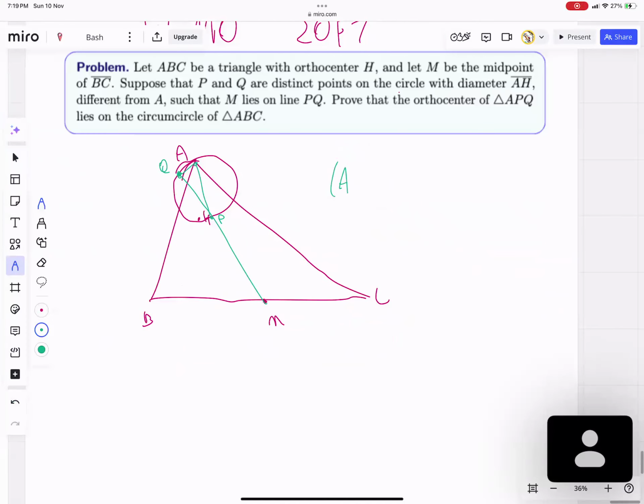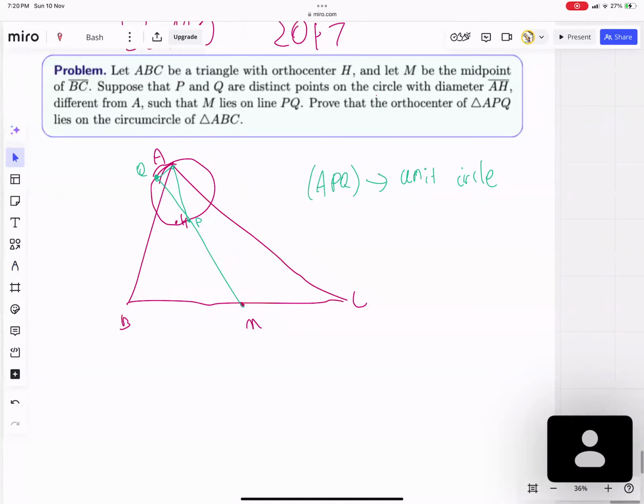You want to set APQ as the unit circle. And the reflection of H across the midpoint of PQ is the orthocenter of APQ. Oh, wait, am I wrong? Maybe, I don't know. Ah, yes, it is. Yes, since it's the diameter stuff.